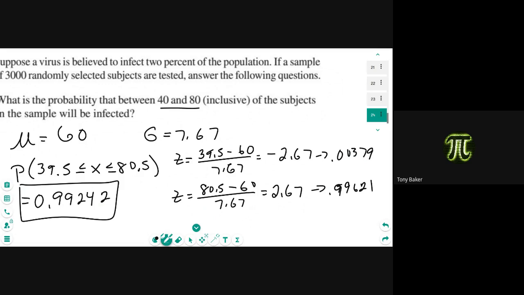So in this case, if you randomly picked 3,000 people, you'd expect between 40 and 80 people infected 99% of the time. So you'd be pretty much assured that between 40 and 80 people are going to be infected in a sample of 3,000 people. We're looking at right now a binomial situation, right? It's a one or another. What we're going to start going into is being able to look at situations that are not necessarily binomial, and make hypothesis tests about them.